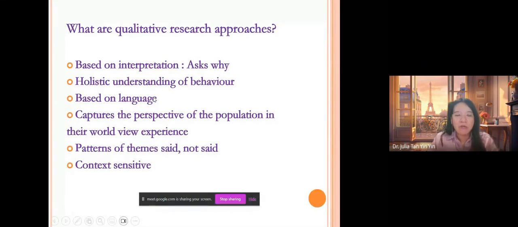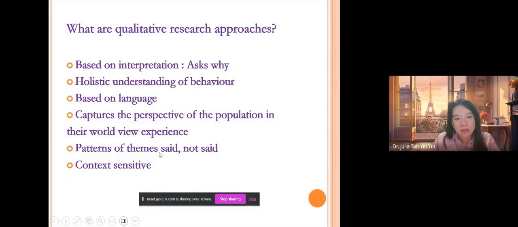we record what they said. We transcribe what they said. The interview text captures the perspective of the population in their worldview experience. It's about the population, it's about their perspective. And then it has patterns of themes, like what they said, right?